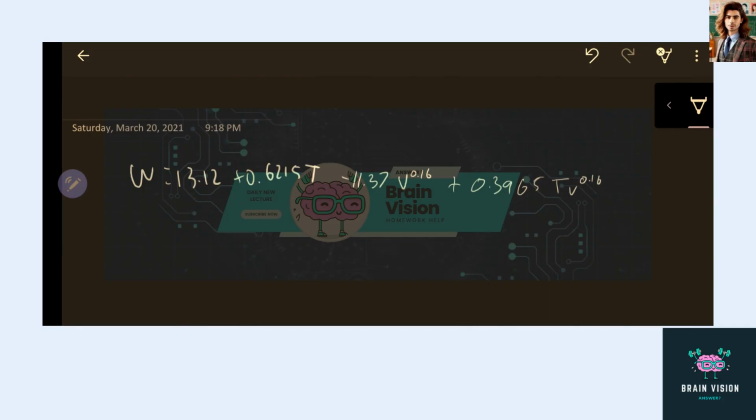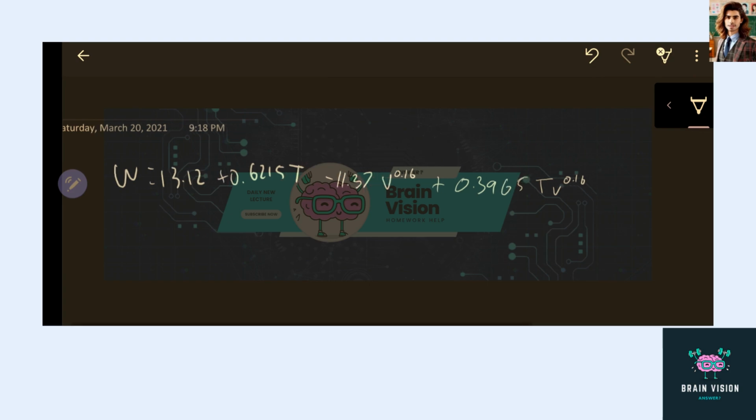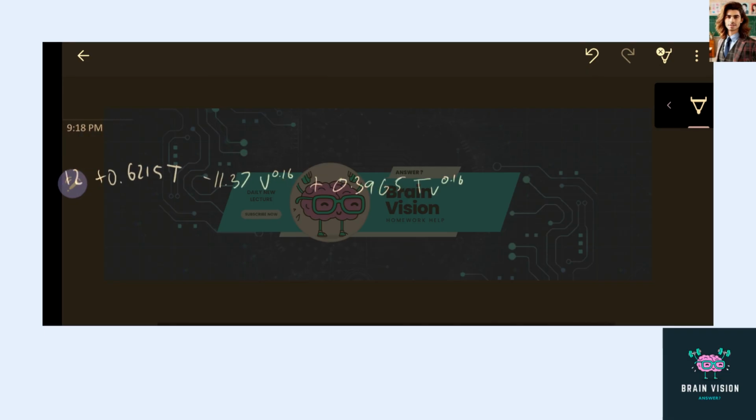So in this question, we're given the wind chill index, which is a function W equals 13.12 plus 0.6215T minus 11.37 times V to the 0.16 plus 0.3965 times T times V to the 0.16. In this function, T is temperature in Celsius, V is the velocity of the wind, and they're giving us that the wind speed is measured as 26 kilometers per hour.